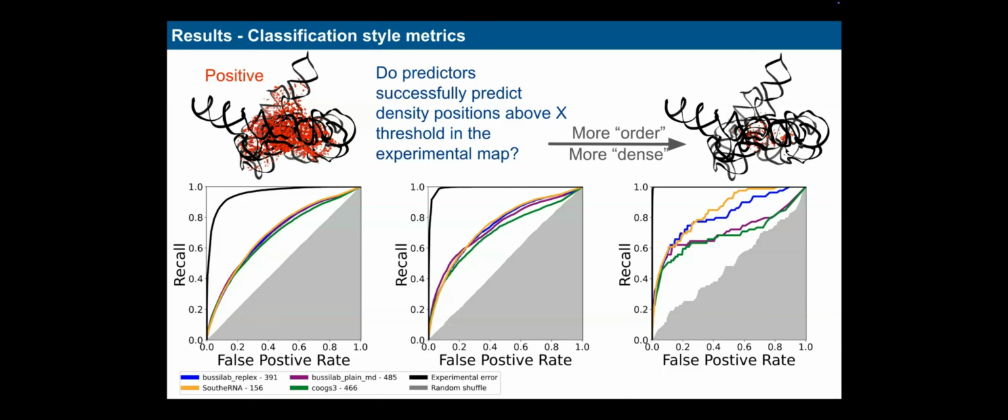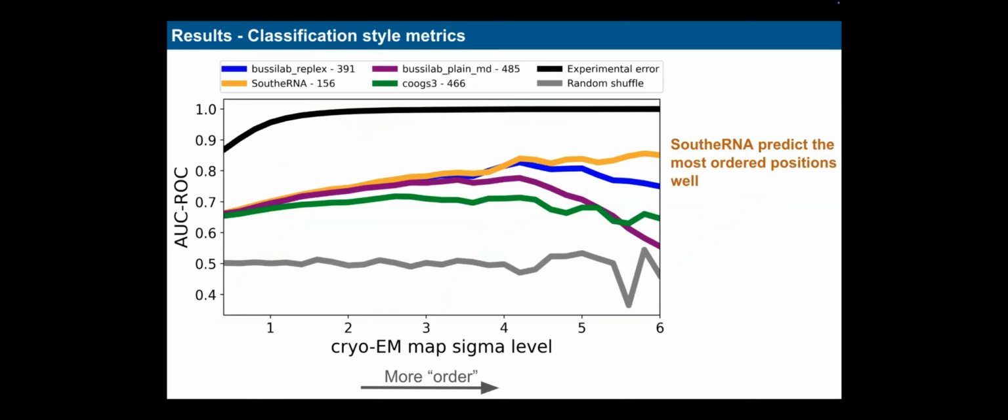And once we go to the most ordered densities here, we have Southern RNA beating out the rest of the teams in this metric. And we can plot this summary of the area under the ROC curve for different essentially order metrics in the experimental map. And we can see the two teams that we'll be talking about today, the Bussy lab reflex here and Southern RNA here, come out on top, with Southern RNA predicting the most well-ordered positions, but not necessarily doing the best on the least ordered positions.